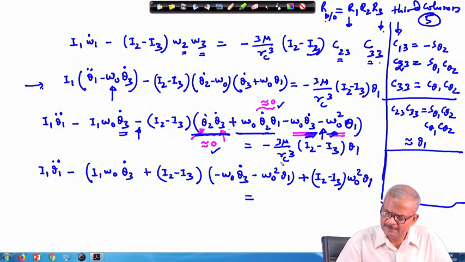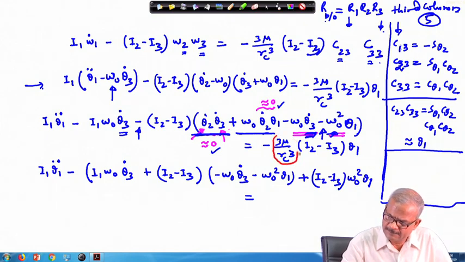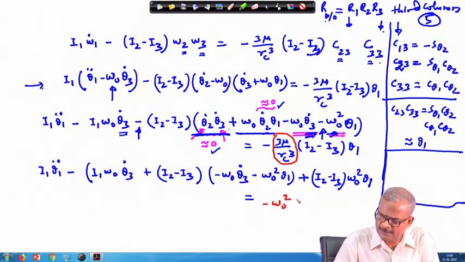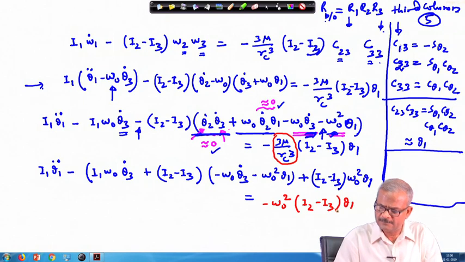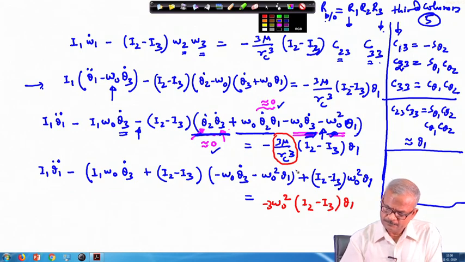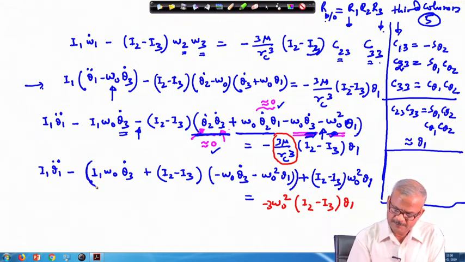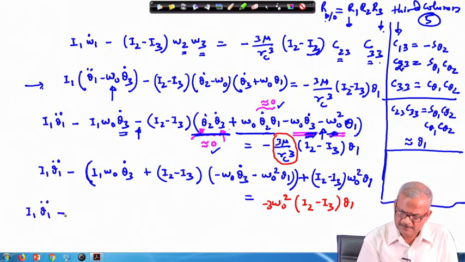And on the right hand side, the quantity which is present here, this part, this we will write as omega 0 square. Why we are writing it like the omega 0 square? I will come to that later on. This is I 2 minus I 3 times theta 1, and this 3 part is missing, so we put the 3 part here. The bracket is closed here. So, this becomes I 1 times theta 1 double dot minus theta 3 dot.